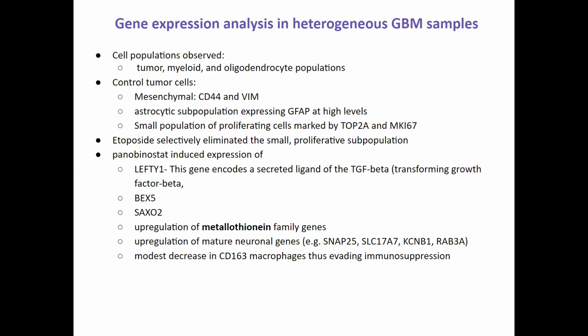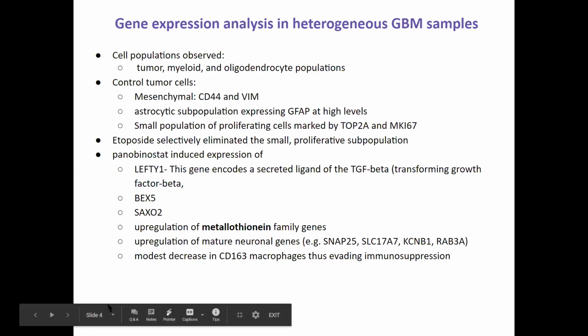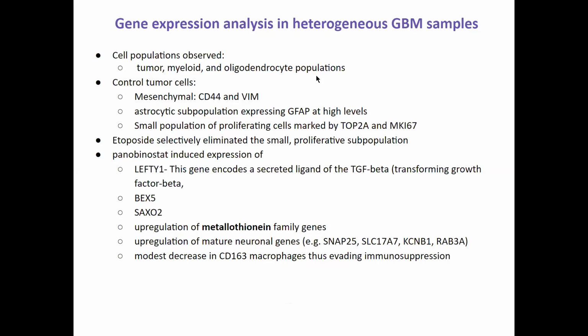They actually used 6 types of drugs, but the study only mentions 2 particular drugs, etoposide and panobinostat, where they studied the effect of these 2 drugs on the genes. They observed that certain genes were upregulated, for example LEPT1, BEX5, SAXO2. There are certain genes whose functions are known, and certain genes whose functions are still not known. So it would be important for us to analyze the significance of these genes in cancer, and we can look at those types of biomarkers in our studies.